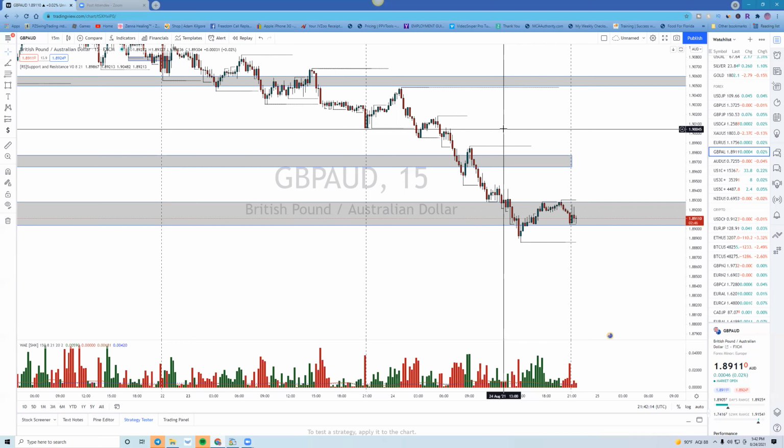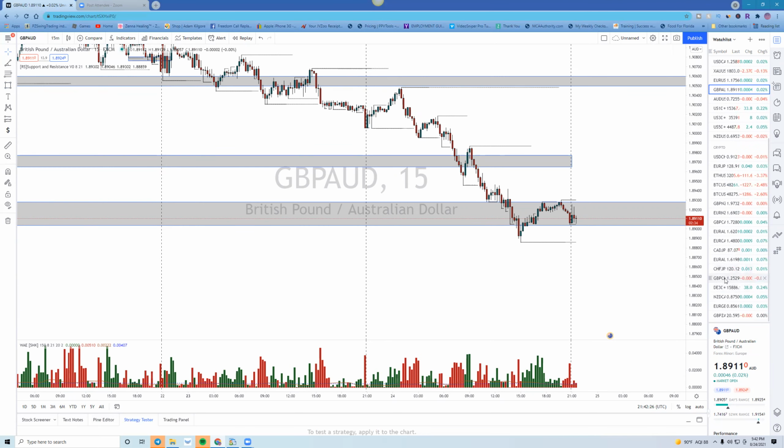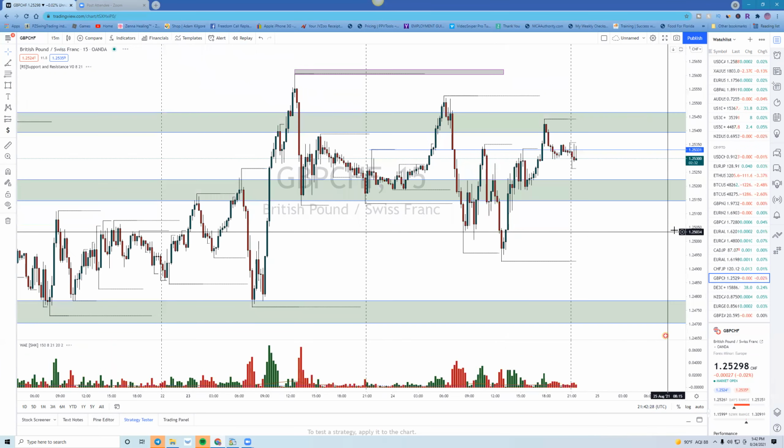Certain pairs, like GBP CHF, swing all over the place. But if you understand it, I can trade GBP CHF really well. I just don't trade it right now. Like, it's one of the most generous pairs when it comes to backtesting.